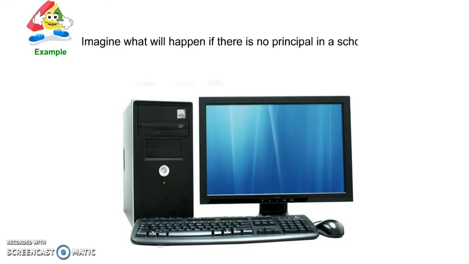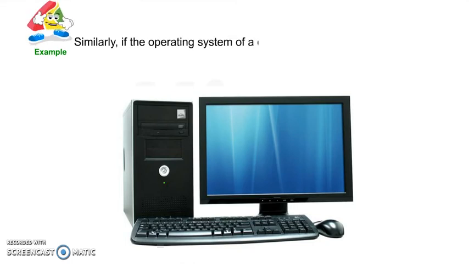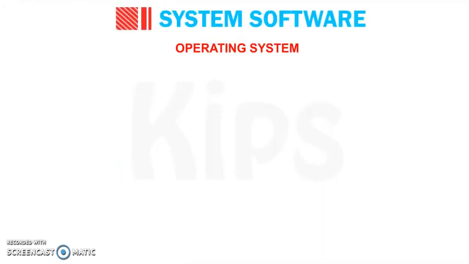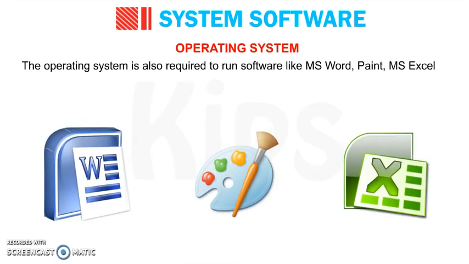Imagine what will happen if there is no principal in a school. Everything will be mismanaged. Similarly, if the operating system of a computer is not working properly, you cannot work on it. An operating system is also required to run software like MS Word, Paint, Excel. Without these software, there is no use of an operating system.